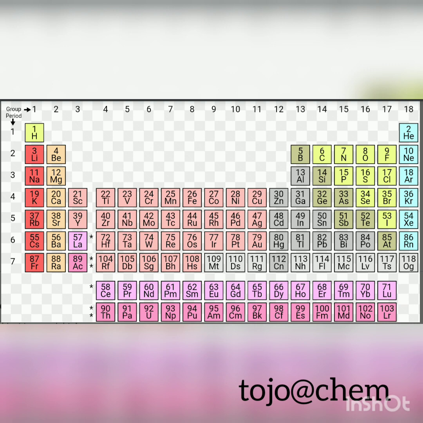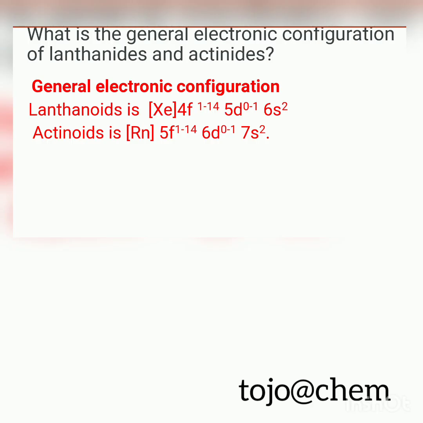Electronic configuration of lanthanides, you can see, is 6s2, 5d1, 4f1 to 14. Similarly, that of actinides is 7s2, 6d0 to 1, 5f1 to 14. That means in the case of lanthanoids the 4f orbital is filling, and in the case of actinoids the 5f orbital is filling. In both these cases you can see that the pre-penultimate shell is finally being occupied.